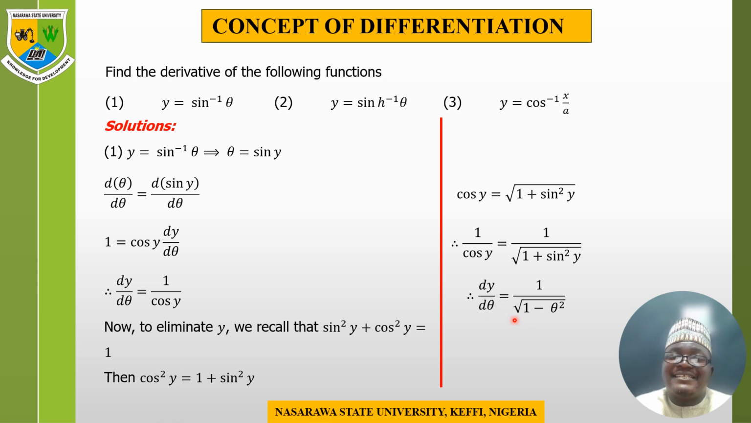Then our dy by d theta is 1 all over. Look at it here. Remember already our sine y, we let it be theta. Sine y is the same thing as theta. Then coming down here, we replace this sine square, because of the square, we have theta square here.